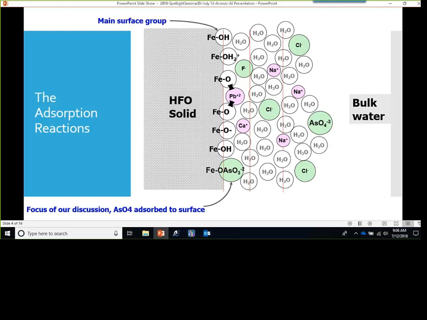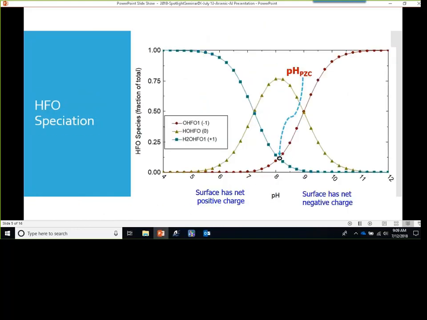So let's start with a cross-section of a surface. Here I've got on the left-hand side the hydrous ferric oxide, or a ferric oxide solid phase. And on the right-hand side, I've got the bulk water. So here's a calculation showing the pH on the x-axis and the relative amount, or fraction of total, of the various species of the hydrous ferric oxide surface.